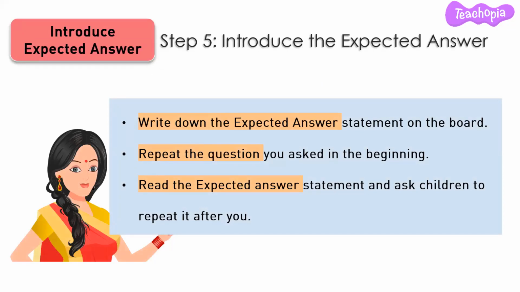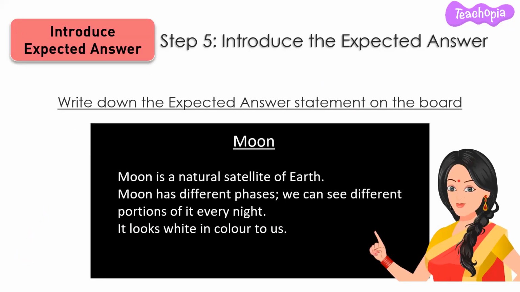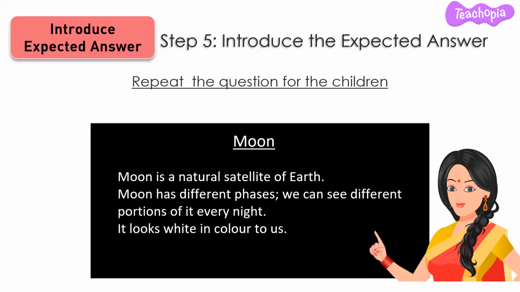So what do we mean by introduce? You first write down the expected answer on the board. Once the expected answer is written on the board, you re-ask the question. That is, what did you ask the students at the beginning of the class? You asked them, talk about the moon. And now, after you have said this, introduce your expected answer as a response to the question.